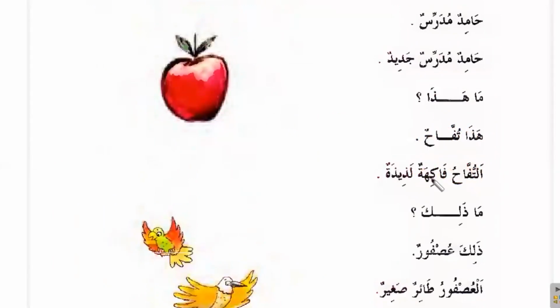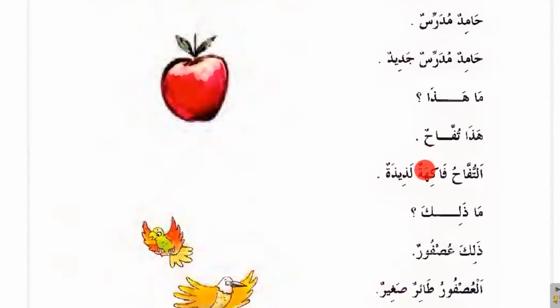The apple, fakihatun, is a fruit. Lazizatun, delicious. Lazizun means delicious. Or lazizatun. Its initial form is lazizun, the default, delicious, when it is used for masculine. But for lazizatun, just add the ta marbuta to mean that what you are describing is feminine.